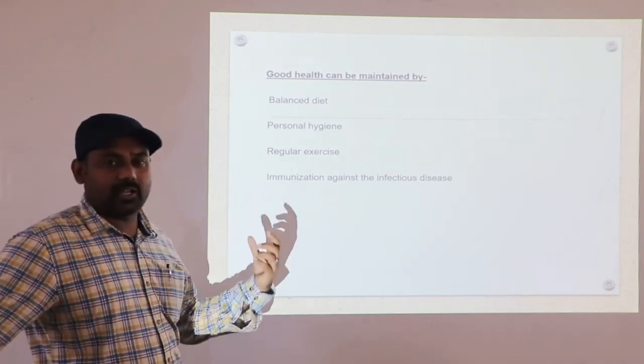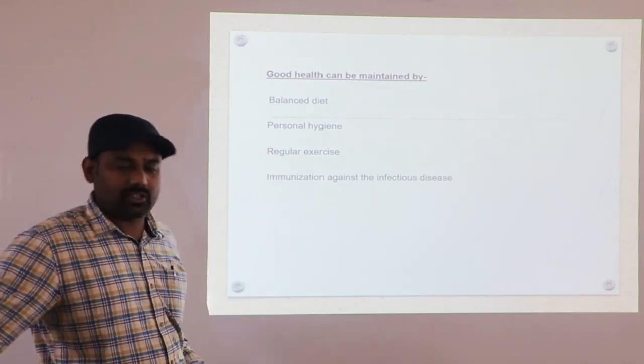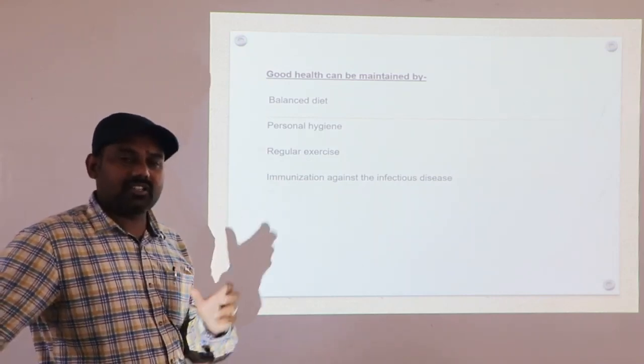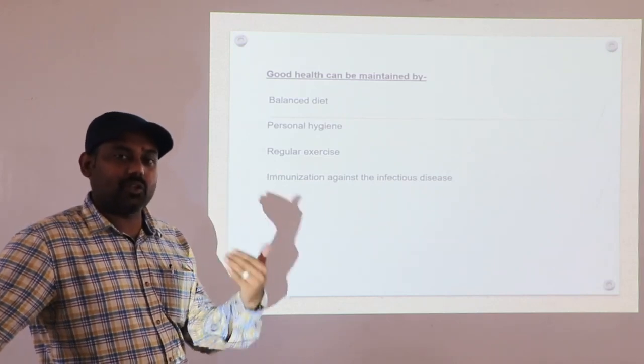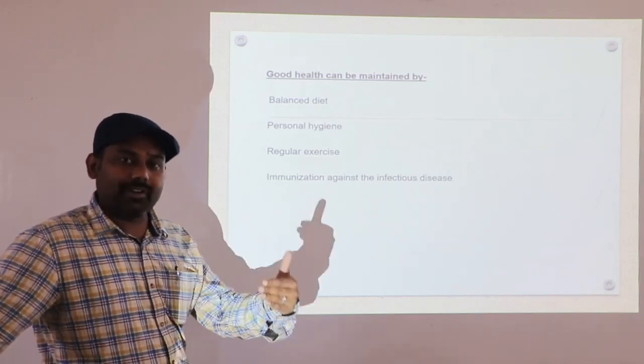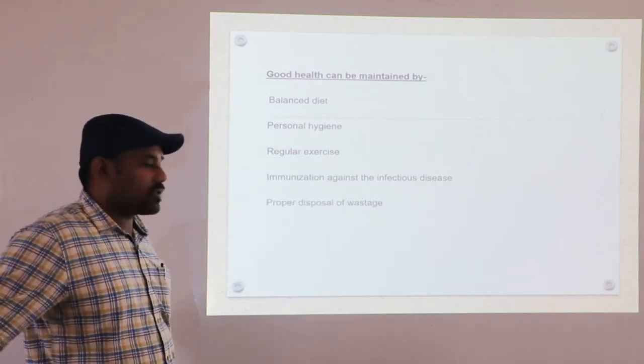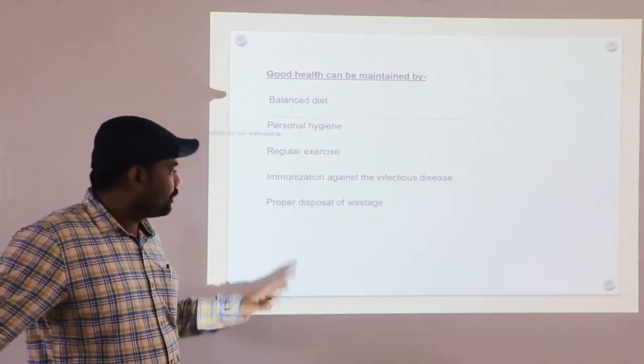Next, immunization, and one more very important word is vaccination or vaccine, isn't it? So that vaccine, as I told you, what is meant by immunization or vaccine? Simple word, a vaccine or immunization is a drug or chemical which is given to a normal person to prevent disease in future. Clear? So next, proper disposal of waste.